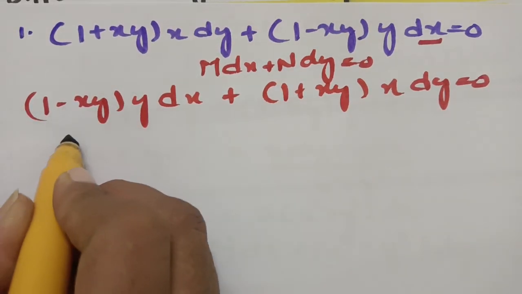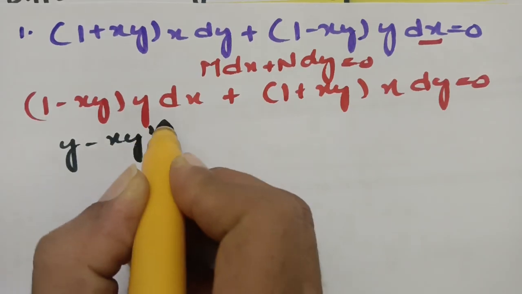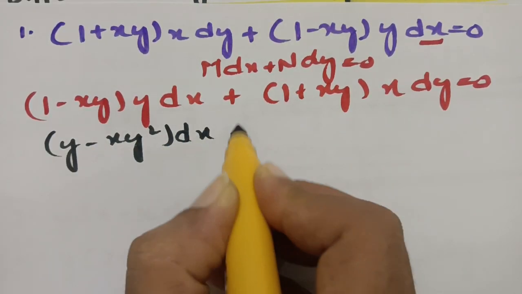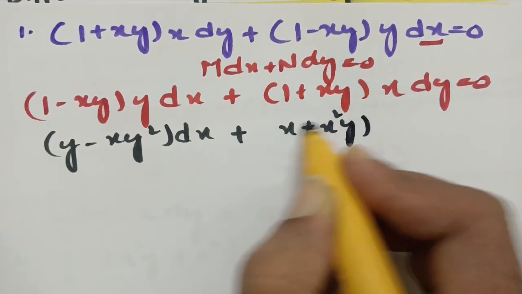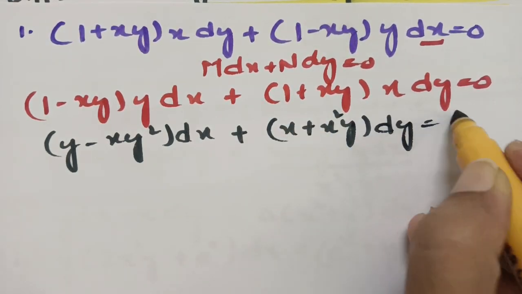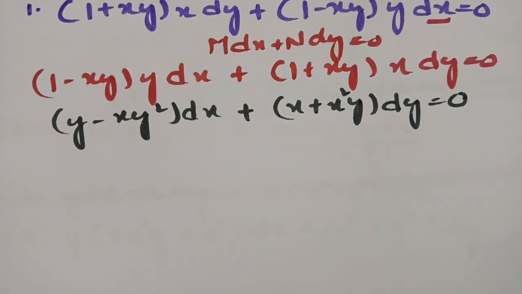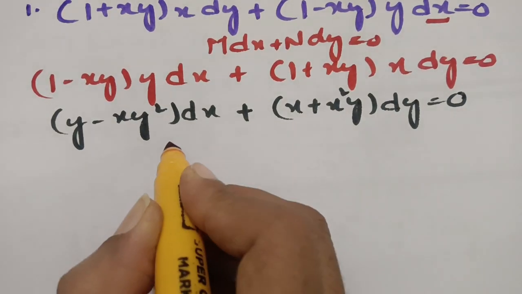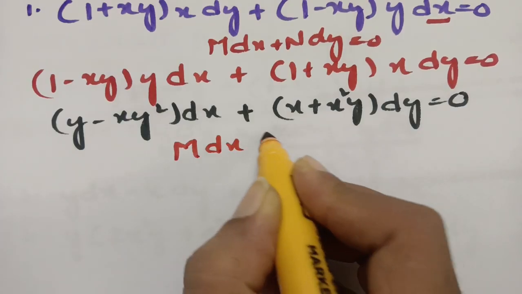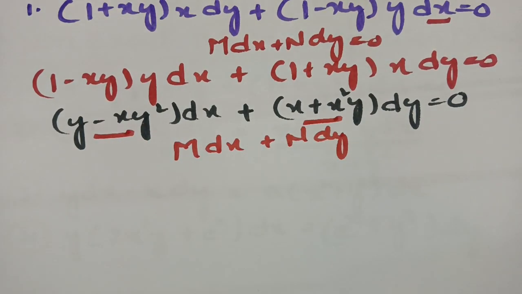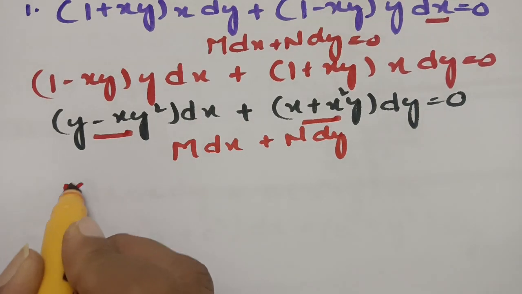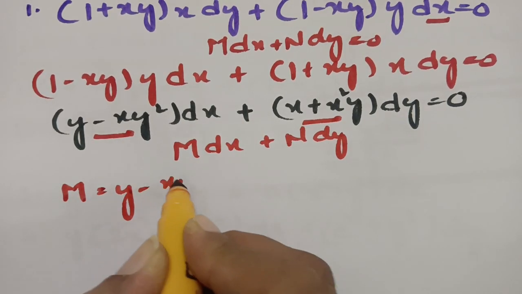If I multiply, this will be y and this will be xy square into dx. If I multiply with x, this will be x plus x square y into dy is equal to 0. So now this equation is in the form M dx plus N dy. Clear? Now what is M here and what is N? So M is nothing but y minus xy square.